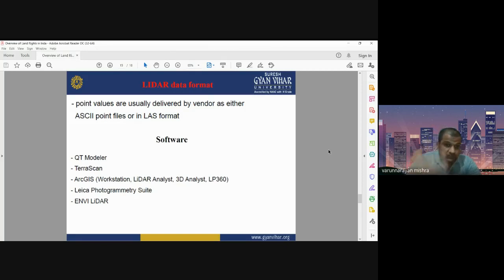But all the softwares are not free. These are proprietary softwares. You need to purchase these softwares. Okay, so till now, no open source software is available to process the lidar data. So that's why working on lidar data or lidar surveying is a costly practice. You need to have a good amount of funds to buy this kind of software to process that data set. These are some standard softwares, but all are proprietary. There is no open source software.